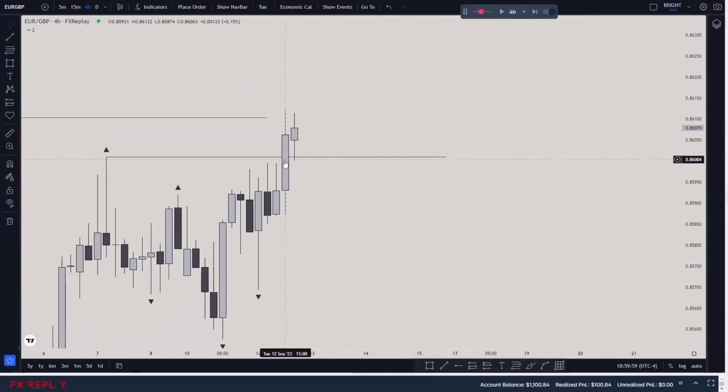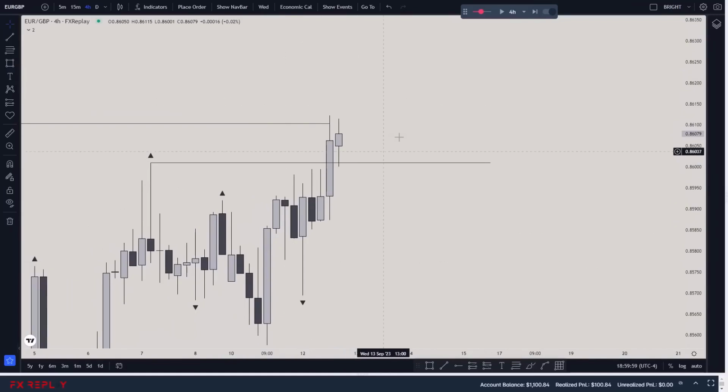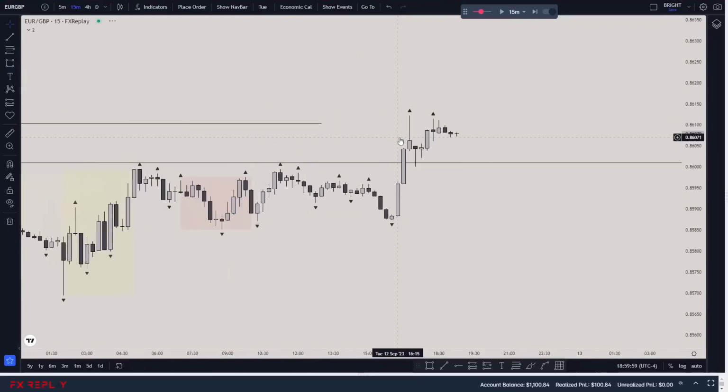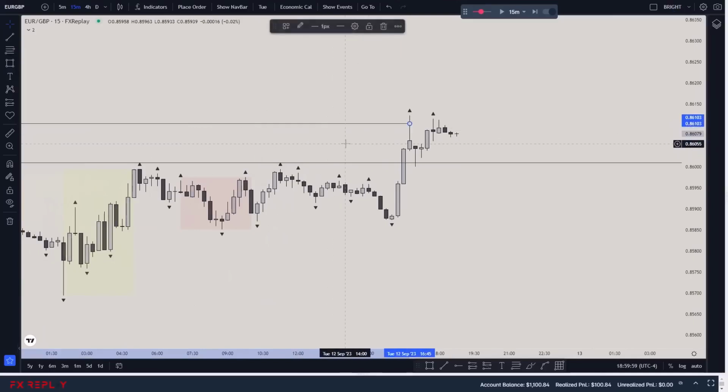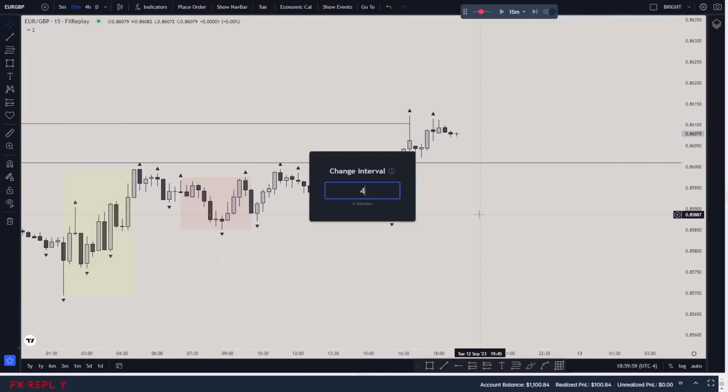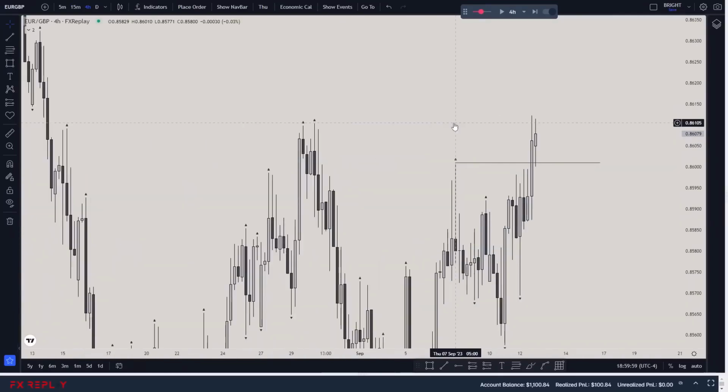Price actually goes above this point. I don't know why it skipped this, but let's go to 15 minutes to see what happened there. And it's actually, yeah, so it was not in kill zones. I'll switch to 4 hour again.